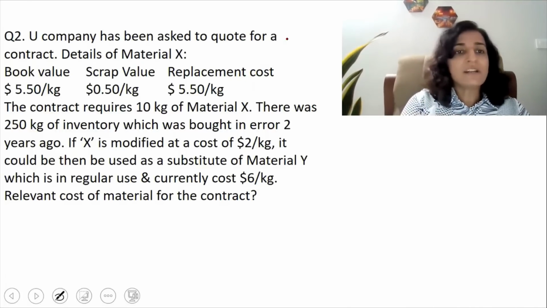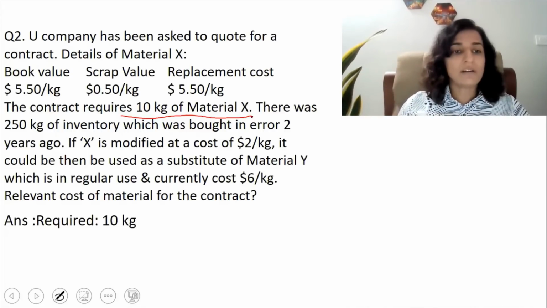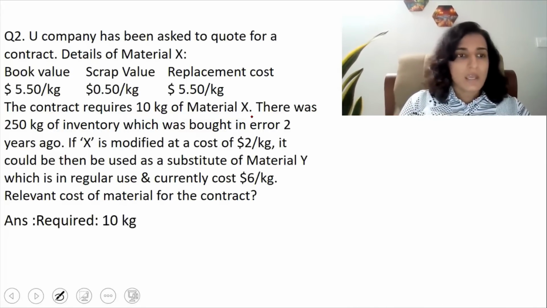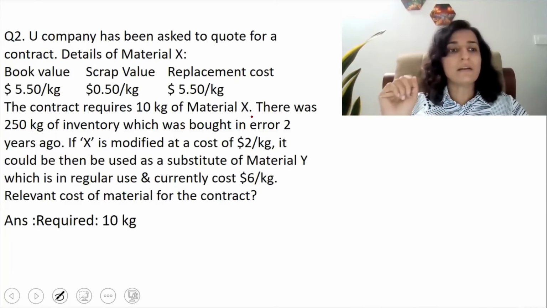Now, the contract requires 10 kg of material X. So what is required? Required is 10 kg. There was 250 kg of inventory which was bought in error 2 years ago. Okay, so we've got a huge stock of raw materials. Now let's see what we were planning to use it for. If X is modified at a cost of $2 per kg, it could then be used as a substitute for material Y, which is in regular use and currently costs $6 per kg.